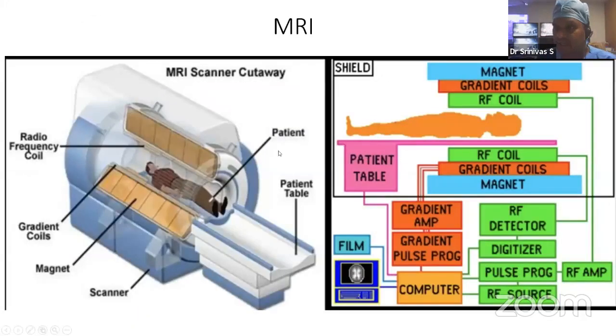So this is an MRI where you can see radio frequency coils, gradient coils, magnet and scanner, and the patient table and the patient. This is the schematic representation of the MRI, which is a bit cumbersome to explain, but it is very complicated.